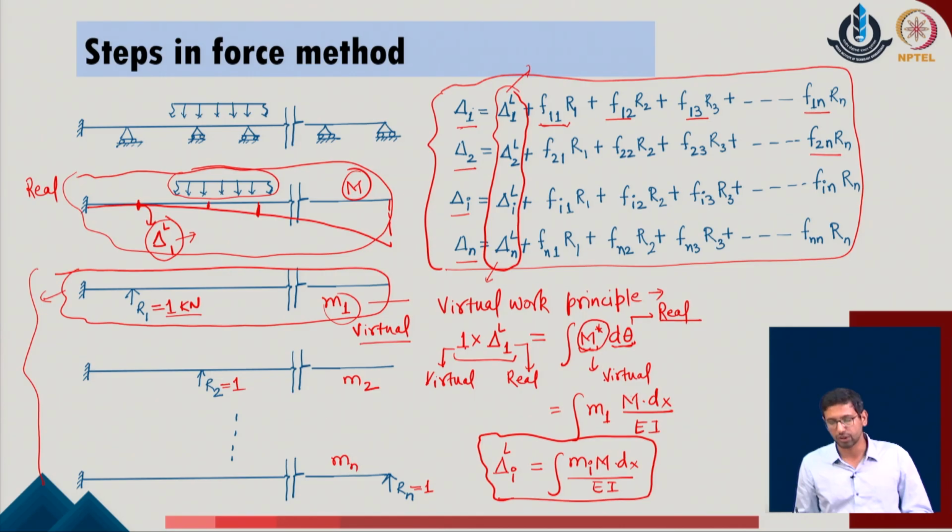The virtual system over here is the system due to this one. So, we define this value as the m1, the moment distribution due to the system which is the virtual one, and the real system is the original loading system. So, we describe the m dx upon EI for this loading system as the primary consideration.